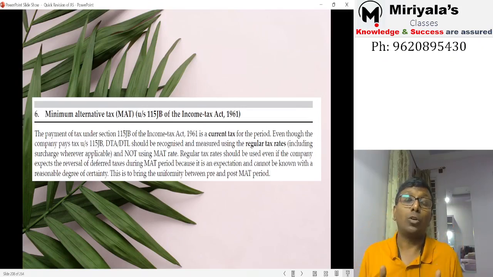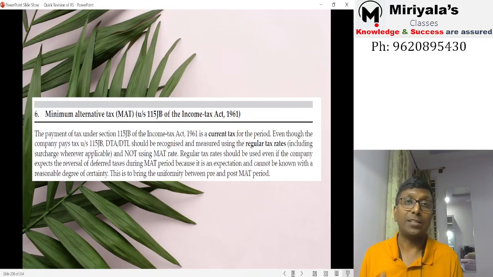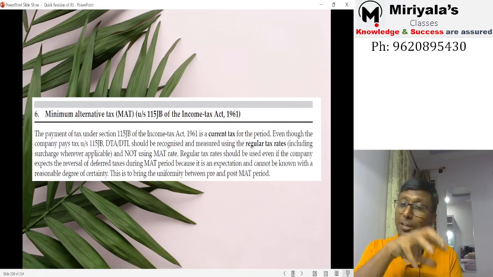Now the question is, sir, when I am making the deferred tax, should I use the MAT rate or should I use the normal rate? The standard says only the normal rate is applicable. Why? Because the current year MAT is applicable when the timing difference is going to be reversed. God knows whether you will be falling under 115JB or under the normal rate.